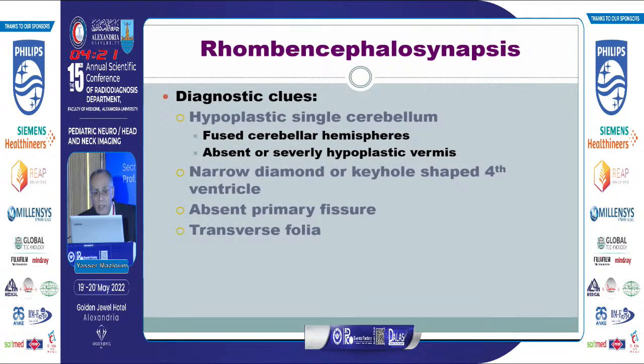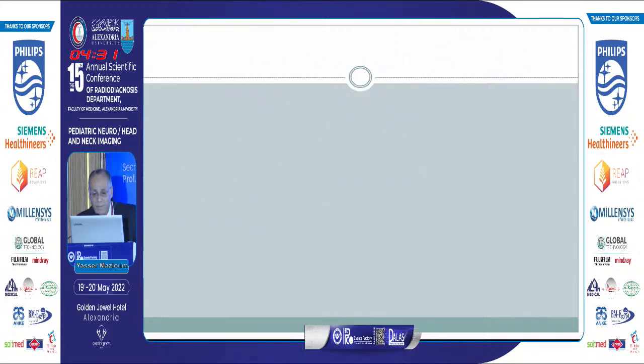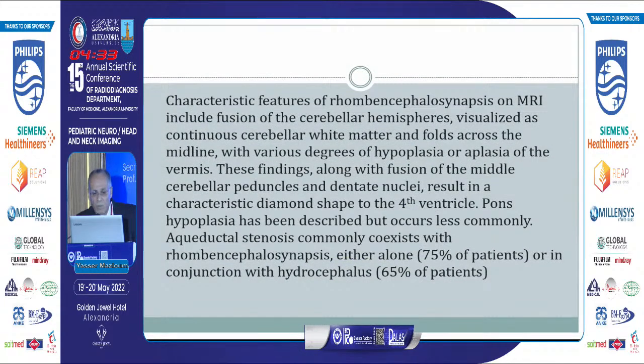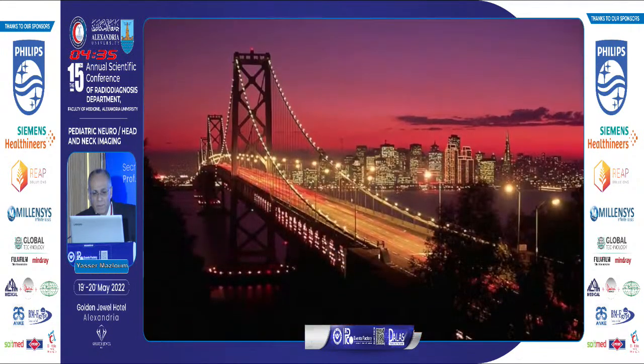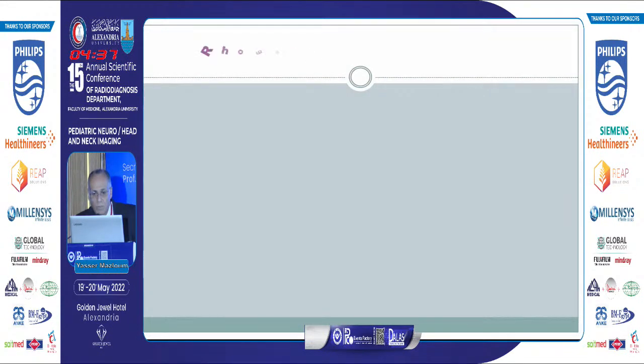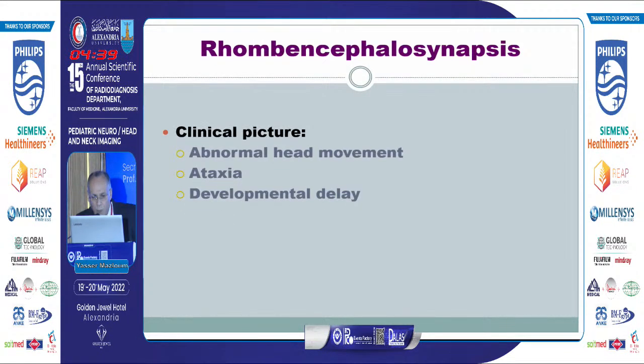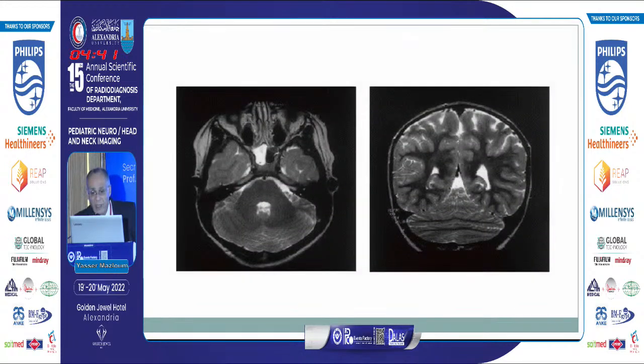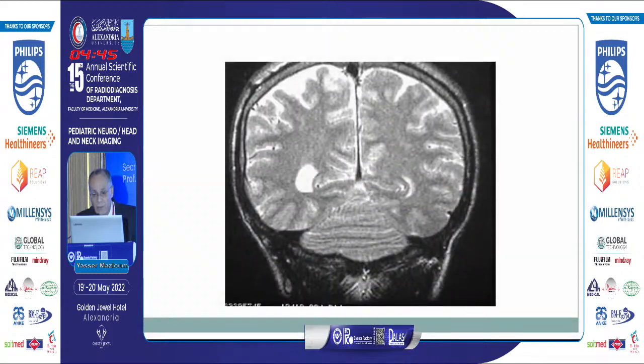Rhombencephalosynapsis: hypoplastic single cerebellum, fused cerebellar hemispheres, absent or severely hypoplastic vermis, narrow diamond or keyhole shaped fourth ventricle, absent primary fissure, transverse folia. Abnormal head movement, ataxia, and developmental delay. We can see here one chamber cerebellar hemisphere with thickened folia.